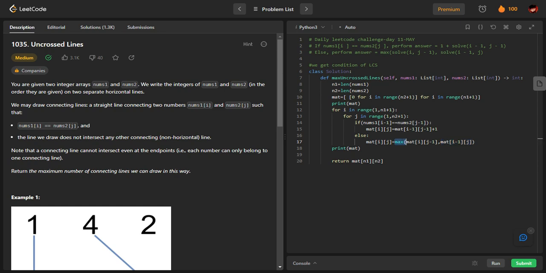Then I am taking the max of it. Okay, which is the max? I'm taking that. So this loop will continue. As you can see, there are two for loops here. We are going through each of the elements.